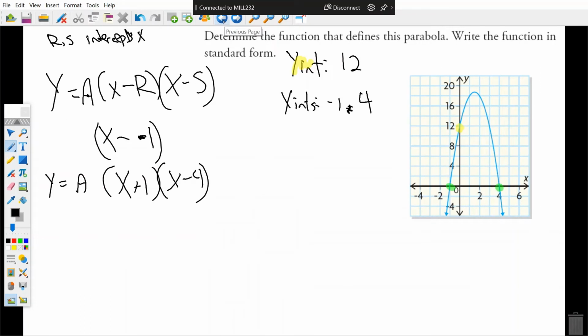Now what we need to do is we need to find a. Okay? So to be able to find a, we have to be able to put something in for x and y, right? Because right now there are too many variables. There's no way we could isolate the a right now with the x and y still there. Thankfully, we have another coordinate here, right? We have the coordinate 0 and 12. 0 and 12 is the y-intercept, I apologize.